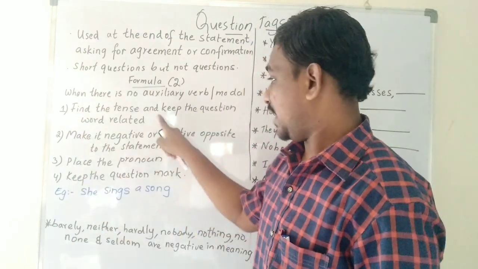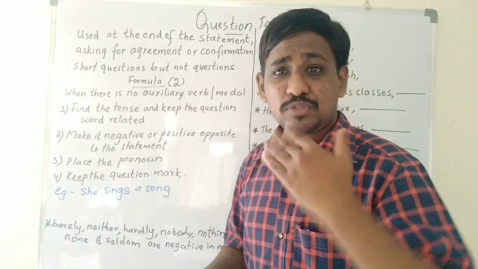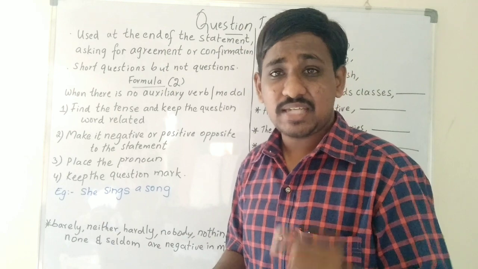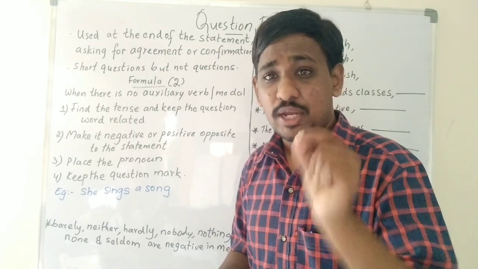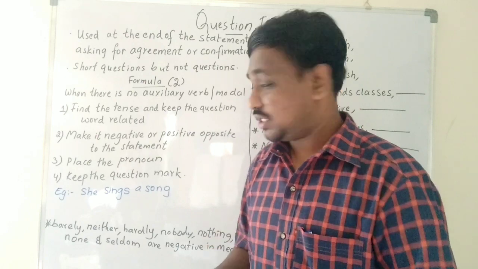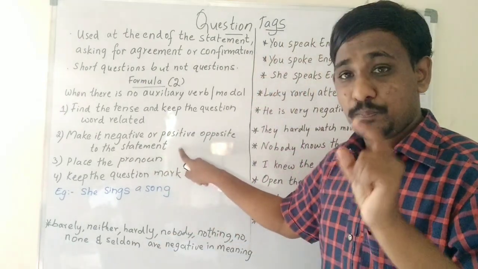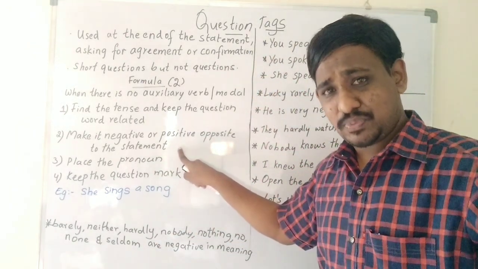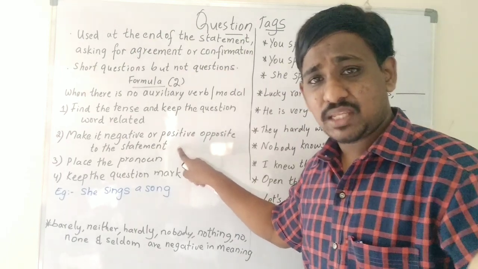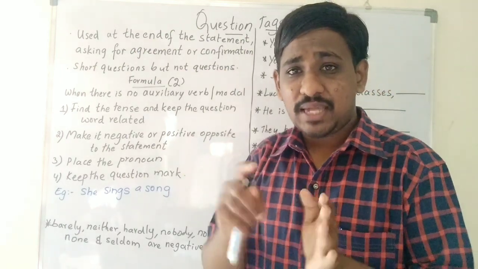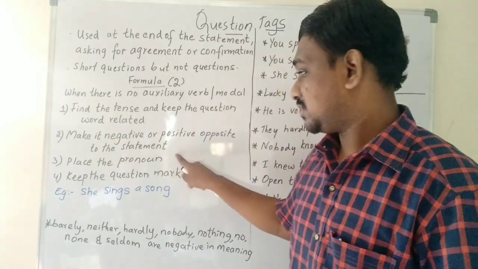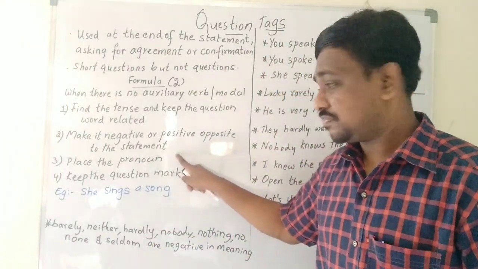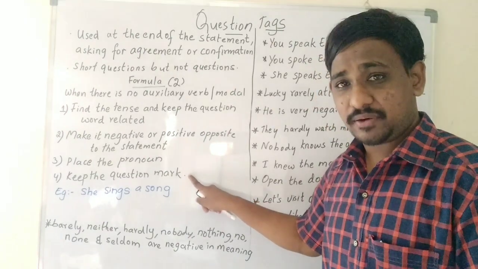Similar to that, when it comes to simple past, did is the question word. For further information, I have done a video on the tenses. Please do watch it. Second one, make it negative, similar to the previous one. Make it negative if the statement is positive and make it positive if the statement is negative. Third one, place the pronoun. Next, keep the question mark.